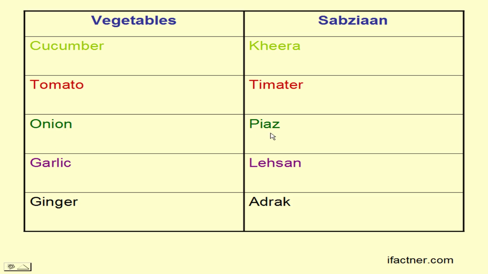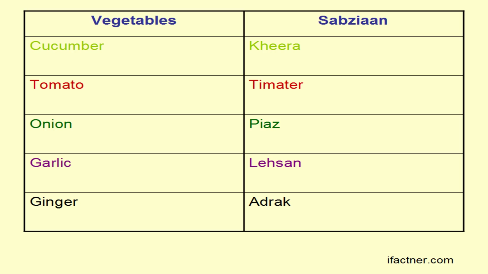Onion, piyaz. Piyaz. Onion is piyaz. Garlic, lehsun. And ginger is adrak.